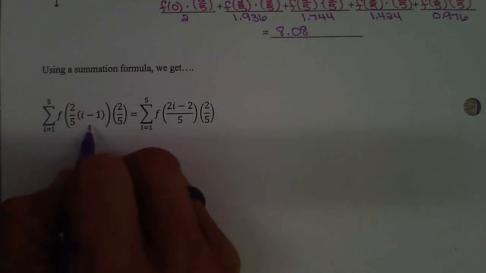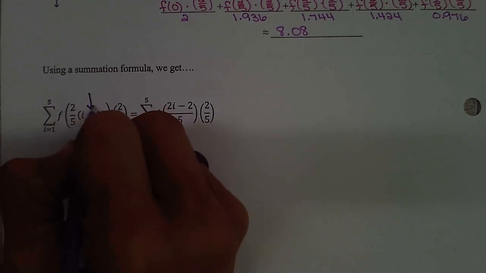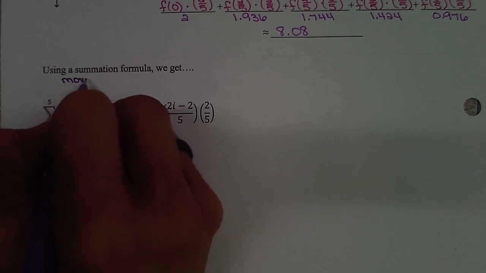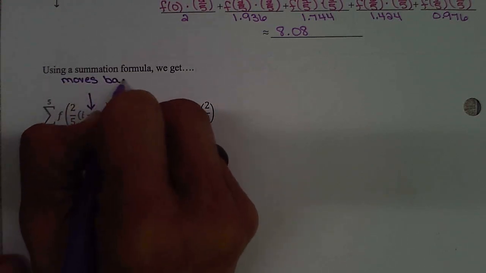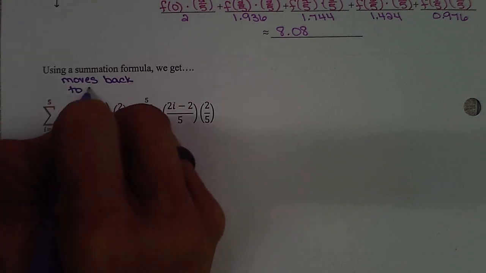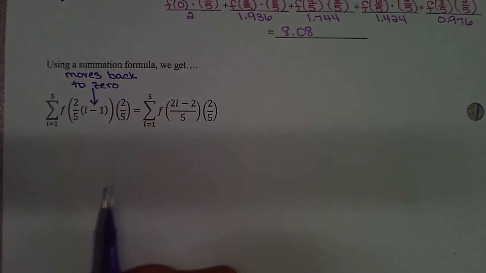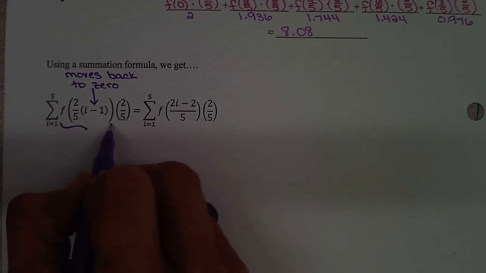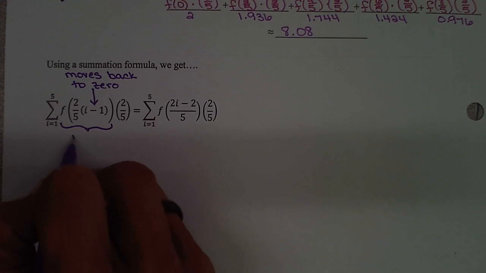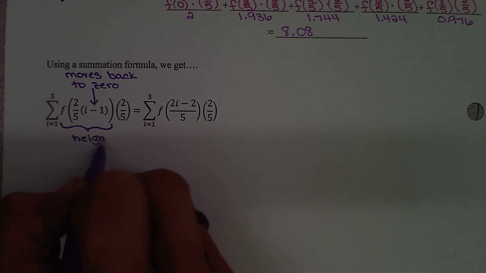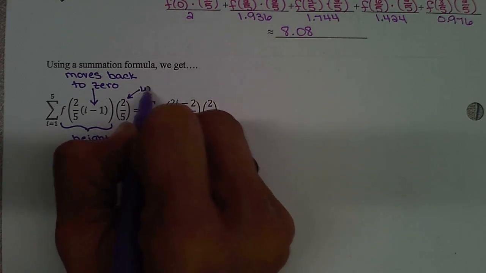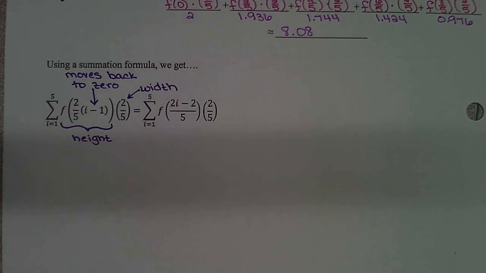So give ourselves a note here. This i minus 1 moves it back to 0. And then this here, when we evaluate it, that's giving us our height. And this again is going to be our width of each of those 5 rectangles.